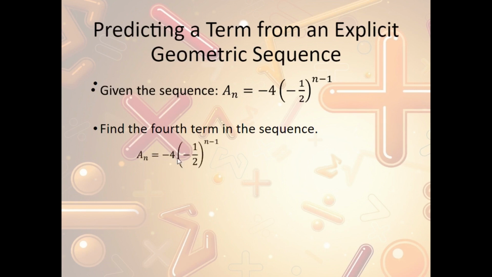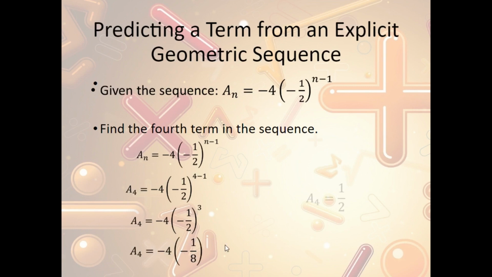So we start here, and we're going to plug in 4 for n. And we get negative 1/2 to the third power. Well, when we multiply that out, we recognize that negative 1/2 to the third power is equal to negative 1/8. We multiply that by negative 4, and we get positive 1/2. So that would be the term that we're looking at.